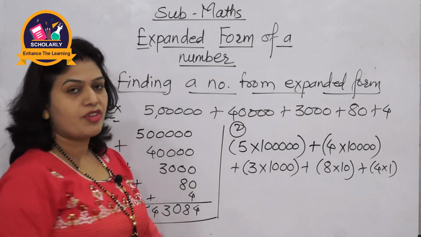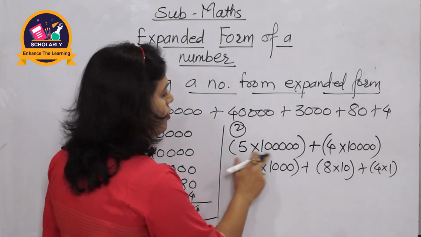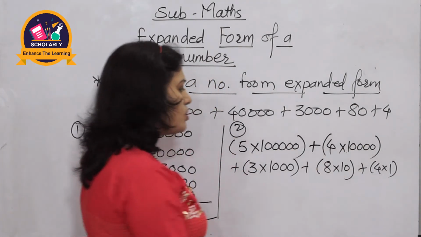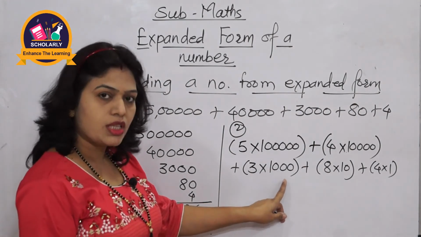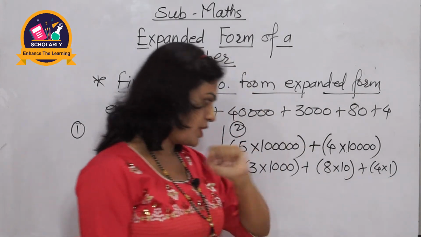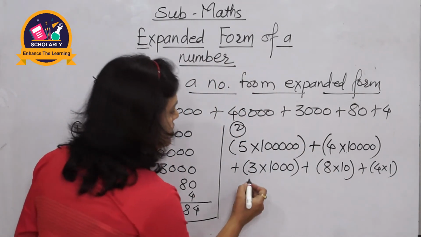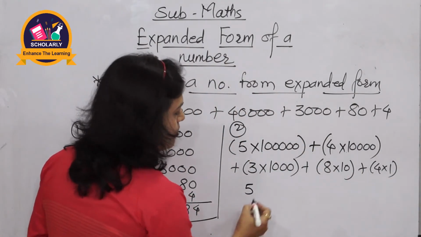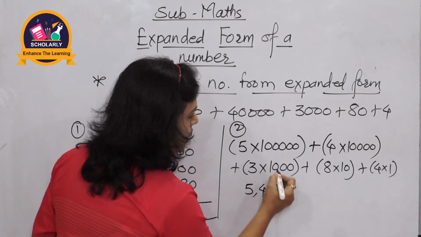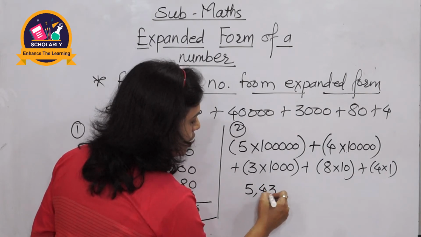number will come at which place. That means 5 is at 1 lakh place, 4 is at 10,000 place, 3 is at 1,000 place, 8 is at 10 place, 4 is at 1 place. So let's write first. The 5 is at lakhs place, 5 lakhs, 40,000, 4 and the 1,000 place is 3, so 43,000.